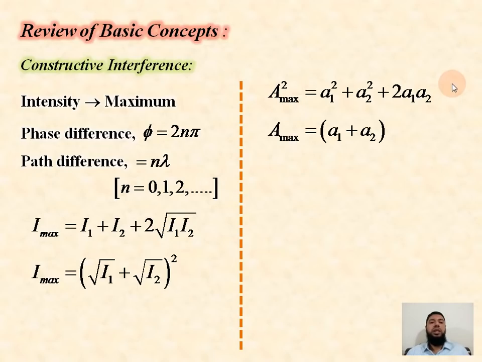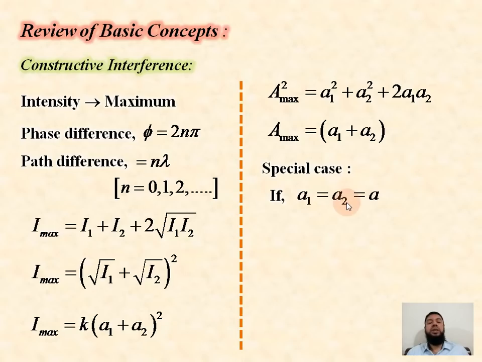Since cos phi is 1 for phase difference 2n pi, cos phi becomes 1. It is (a1 plus a2) whole square, the squares cancel, and the resultant amplitude is a1 plus a2. Then the maximum intensity can also be expressed as k into (a1 plus a2) whole square.